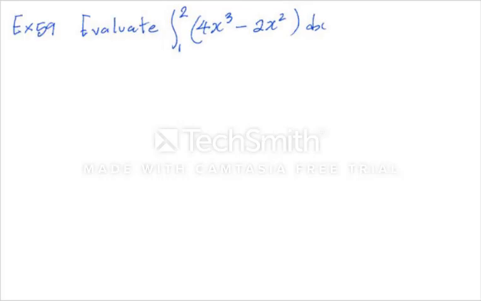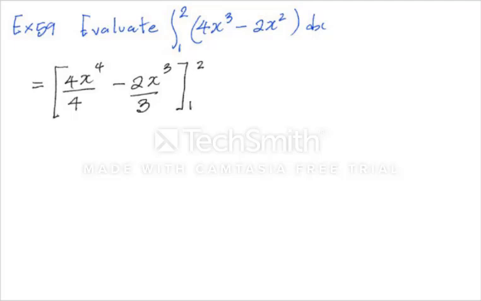Example 58. This says evaluate. All right, so let's integrate. Again, this is straight power integration, so our integration of the form a x to the power n. When you integrate, you're going to increase the power by 1. So I'm going to get 4x to the power 4 divided by the new power, which is 4, minus 2x to the power 3 divided by the new power, which is 3. And this is within the limits 1 to 2.